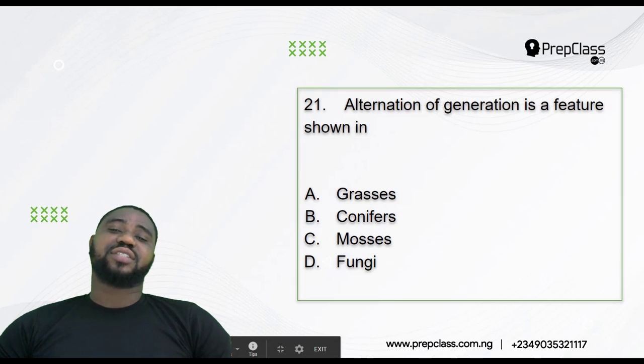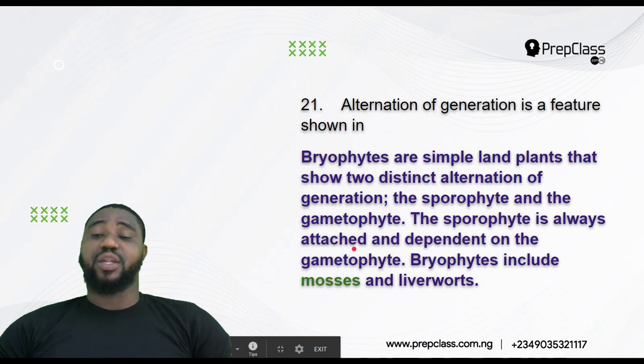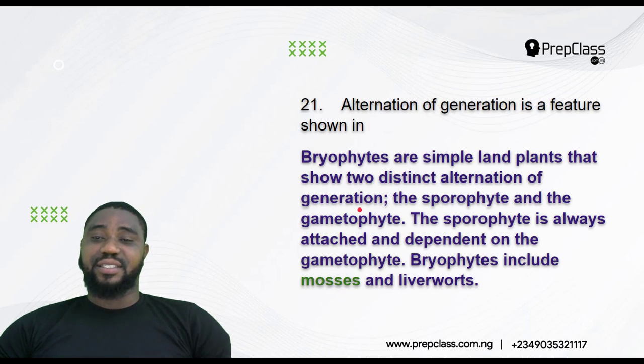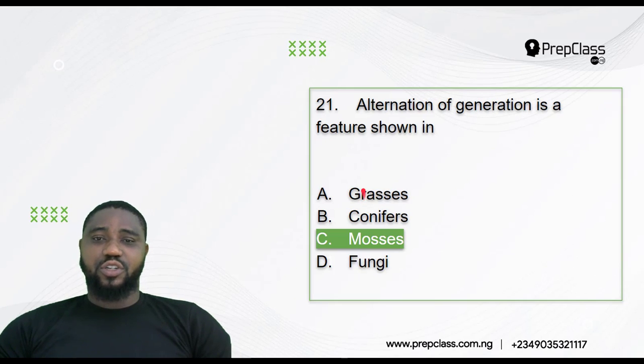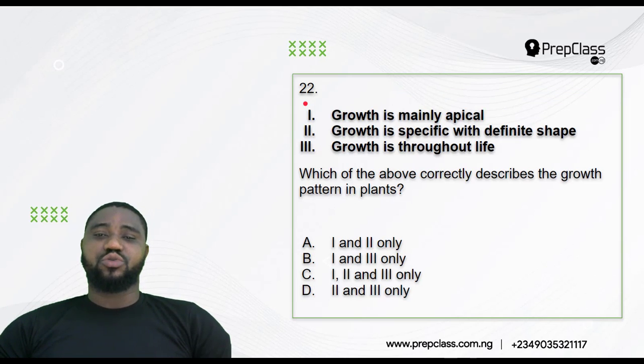So because of that, your answer is what? The moss. So mosses are the ones that show two distinct alternation of generation. 21, the answer is what? Mosses.